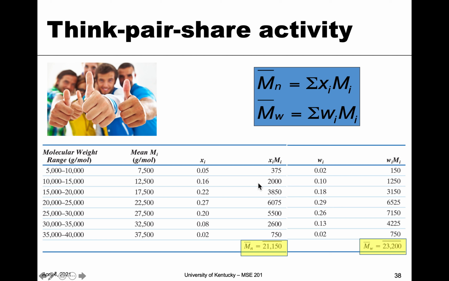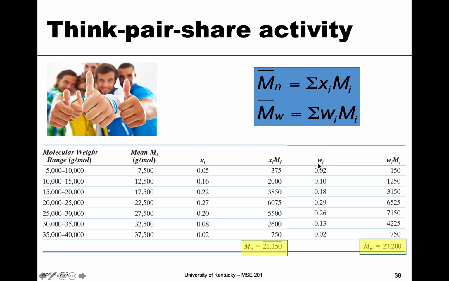For the number averaged, we need to calculate xi times mi. So we have 7,500 multiplied by 0.05, and that gives us 375. If we do that for each range, we multiply this by this, we get xi times mi, and then we can sum up all of these, and that gives us our molecular weight. For the number averaged, we get 21,150, and this has units of grams per mole, as you can see over here.